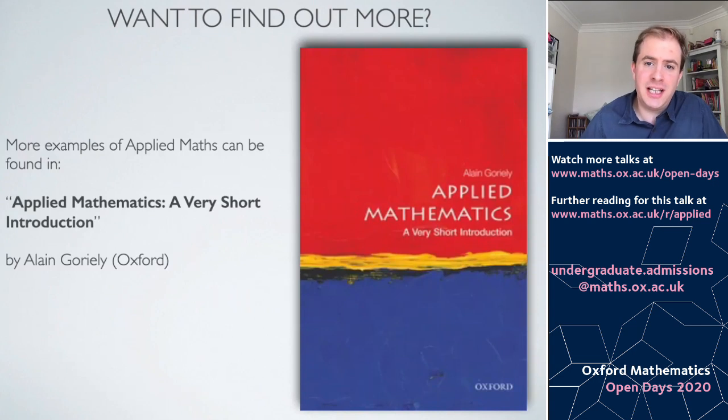So I'd like to finish there, but if you're interested in finding a little bit more out about applied maths in the spirit of the talk that I've given here, then I'd recommend this book to you. It's one of the Oxford University Press books called Applied Mathematics, A Very Short Introduction. As I said, it has some examples in the same spirit of what I've talked about today, but many more of them. And it's written by Alan Gorielli, who's a very good friend and also partly my boss.